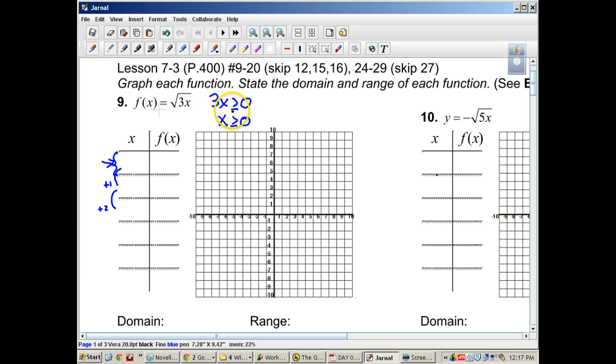Divide both sides by 3 and you get 0. So your domain is just all x values greater than or equal to 0. And again, this number right here and this number will always be the same. So you need to do the domain before the graphing. You need to know where to start your graph. And then from there we can choose some numbers.